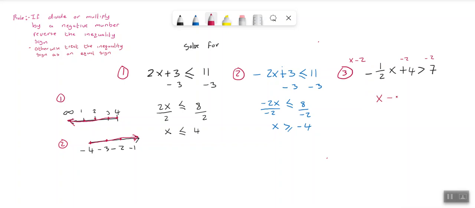x minus 2. And then I have to flip the sign because I've multiplied both sides by a negative number. So this will become less than negative 7. And then I'm going to have to add 2 here and add 2 here. So these will cancel out and it'll leave me with x is less than, so minus 7 plus 2 is equal to minus 5. And that's just it, if we have a fraction, we can just multiply by the lowest common multiple.